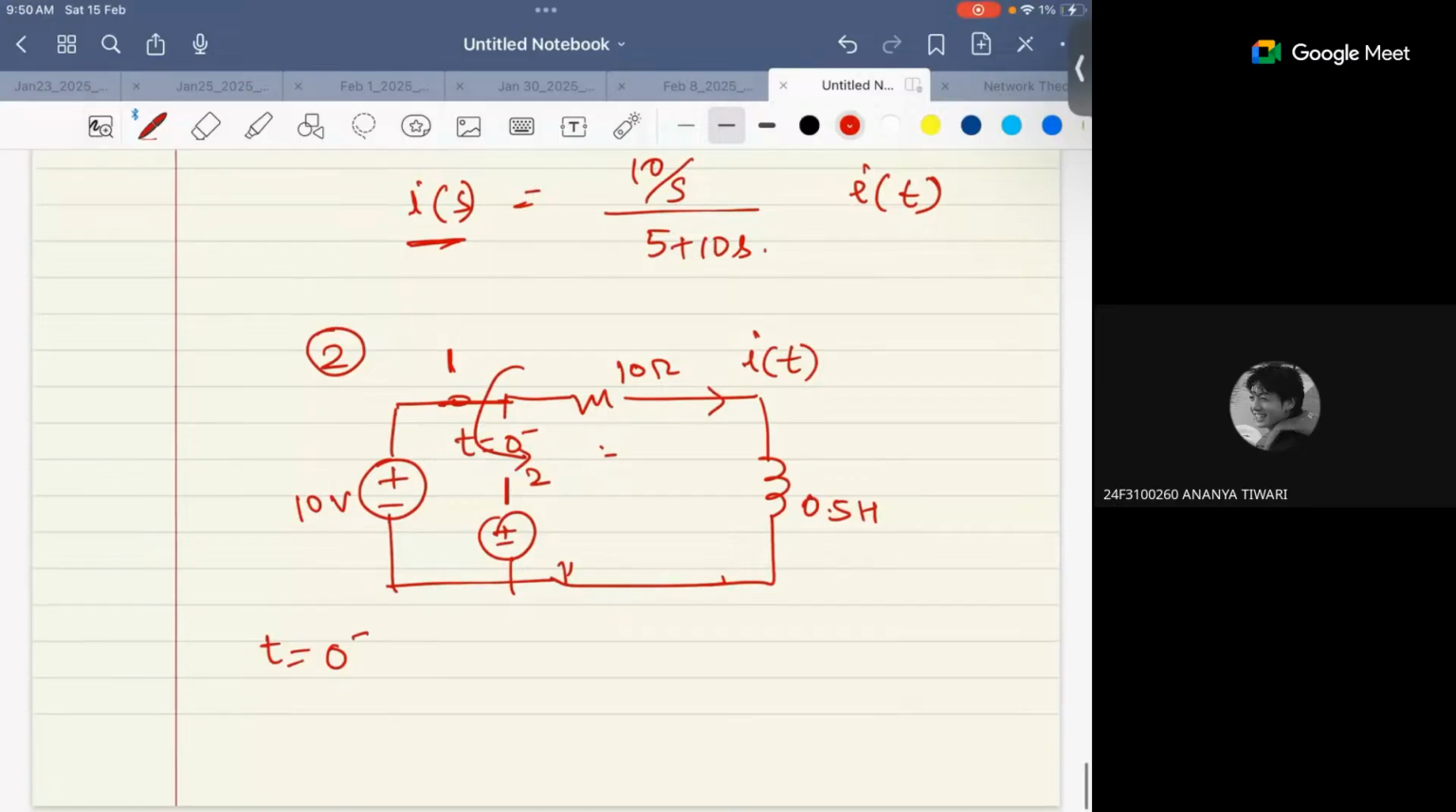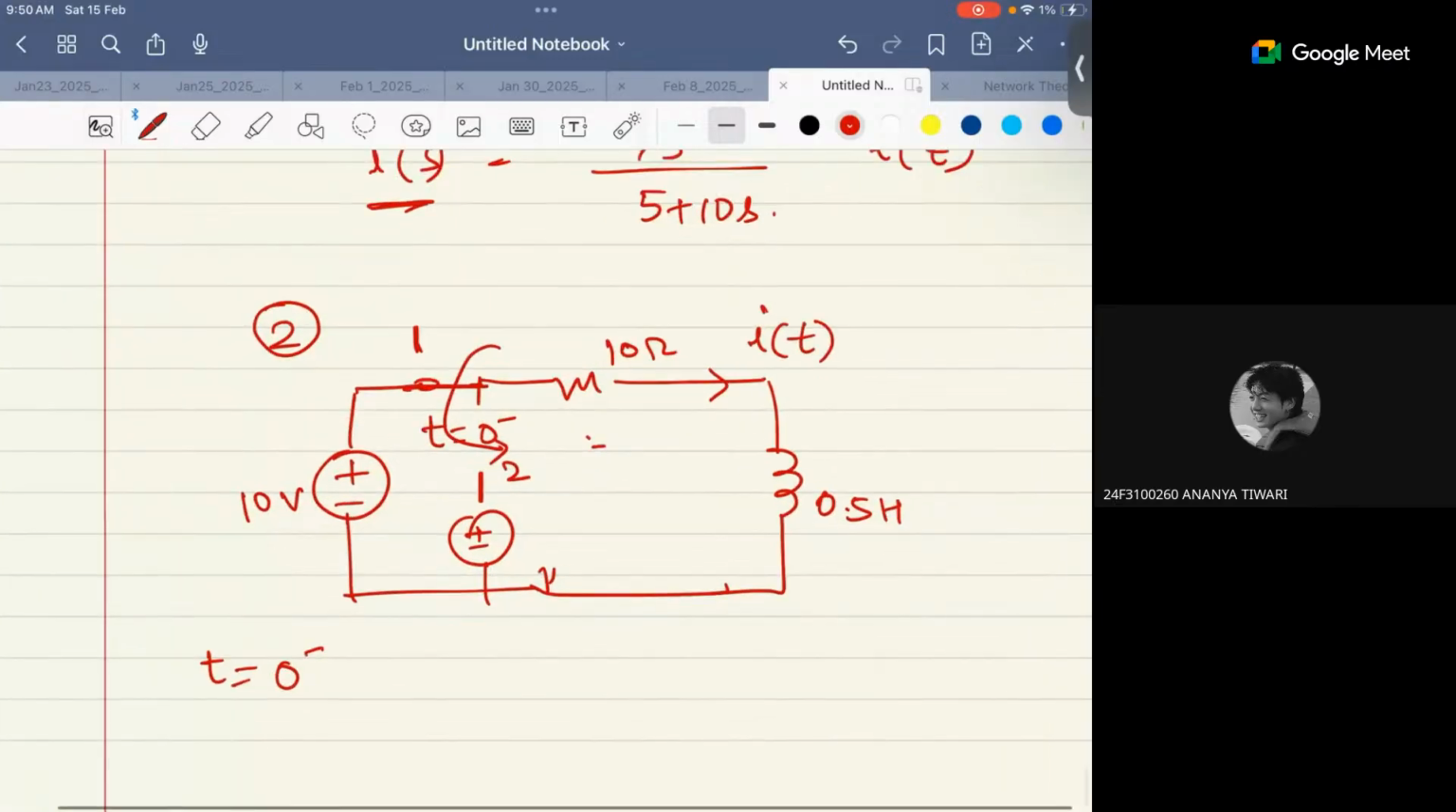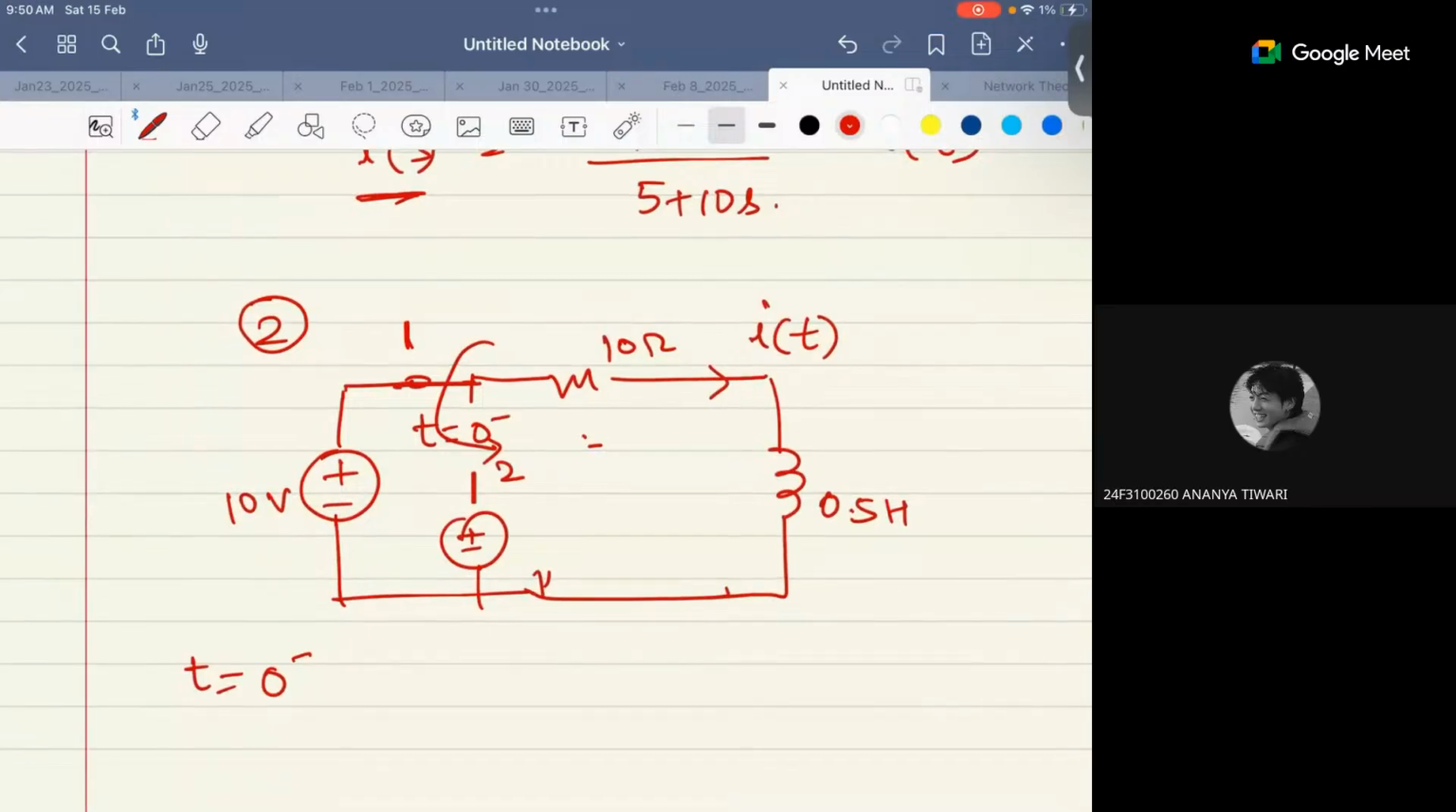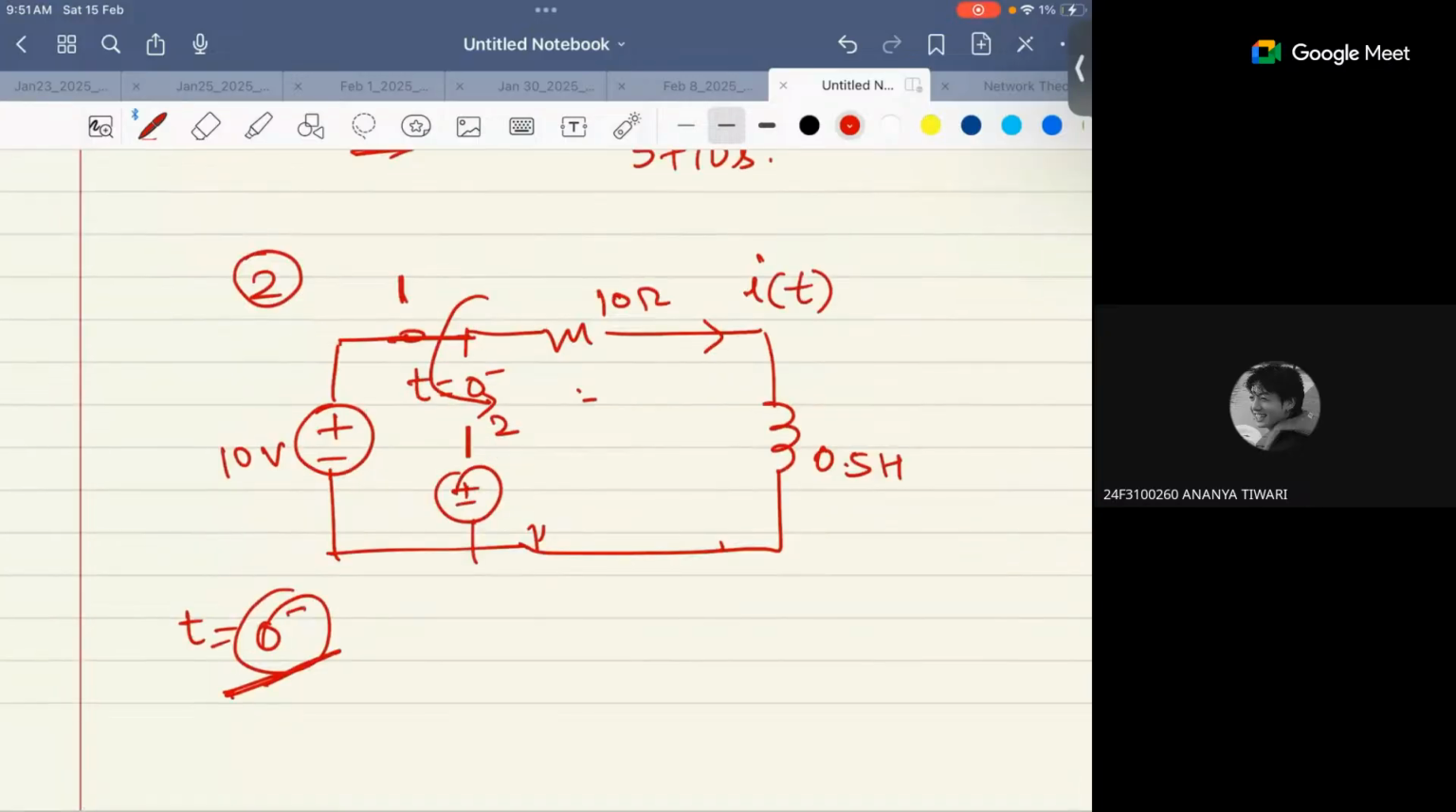So first, as I told you, you have to calculate the steady state at t equals 0 minus. For any case, inductor or capacitor, you have to calculate the 0 minus case first. For this case, if you have to calculate 0 minus, what will happen? What will be the current? Can somebody tell me? At t equals 0 minus, what will be the current I value? You have to think that the switch was at 1, that was not connected to 2.